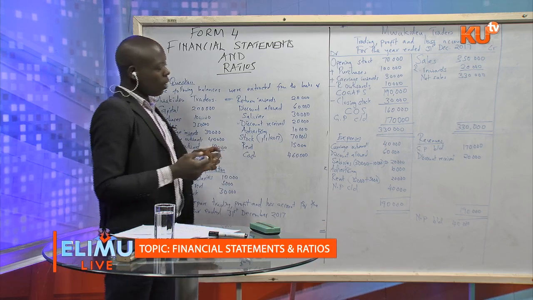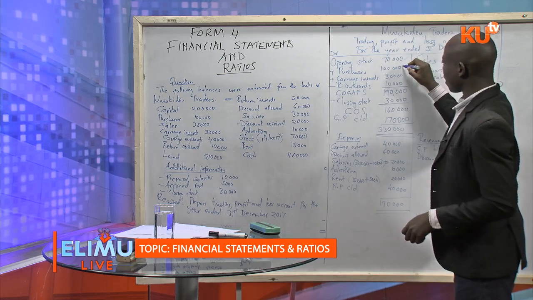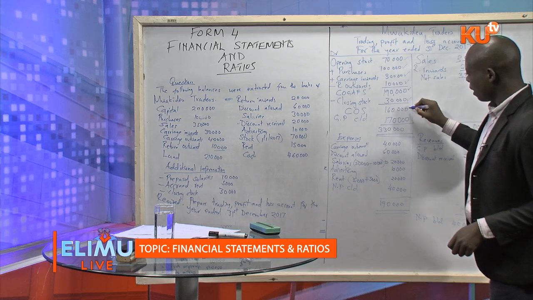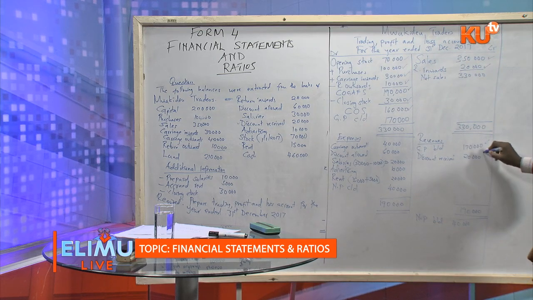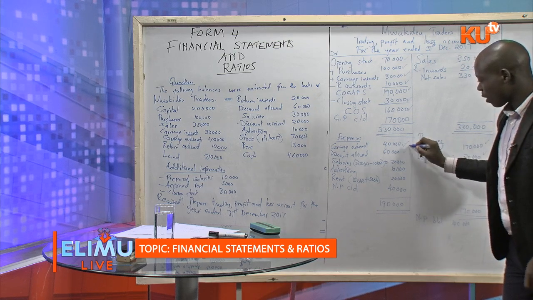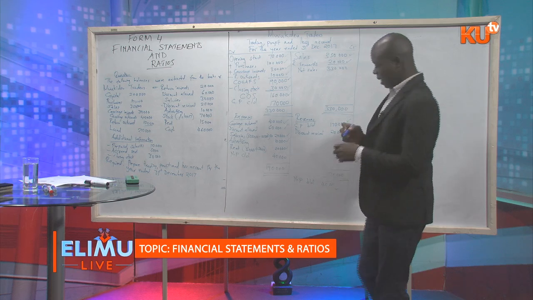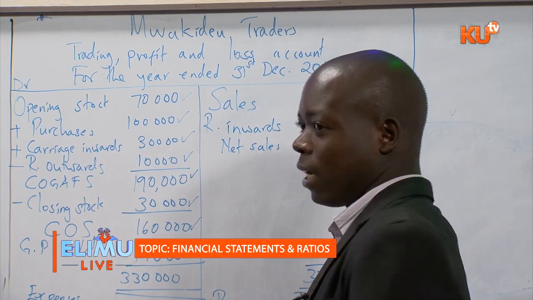Now what we do is we mark entries here. Every entry you make is a mark. Every correct entry is a mark. So ensure you have captured the information correctly, because if you transfer wrong figures, you will not score. Ensure you record the correct figures so that you are able to obtain the maximum score in this question of trading profit and loss account.